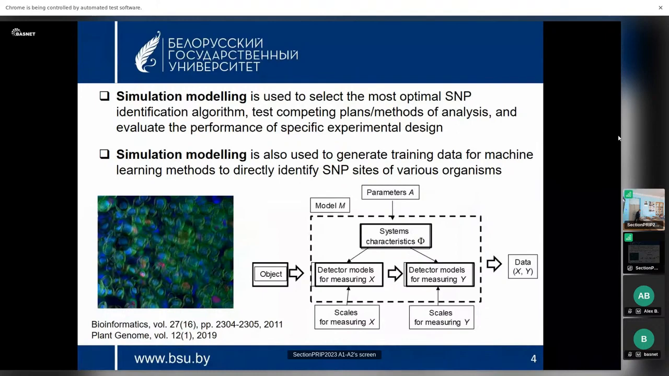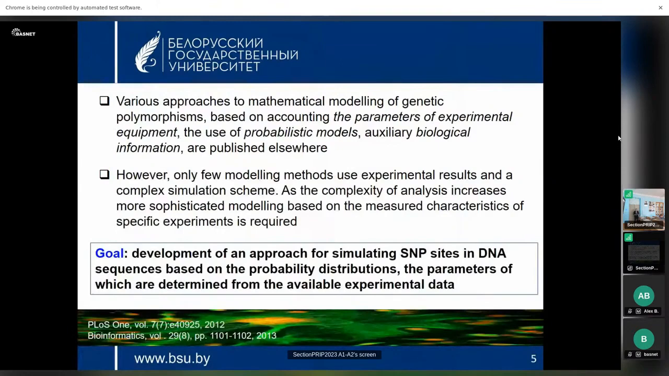There are plenty of simulation models which are used to simulate SNP sites in DNA molecules, and they are based on different approaches, namely some parameters of experimental equipment, use of different probabilistic models, also auxiliary biological information, and so on. However, only few modeling methods use experimental results and complex simulation schemes.